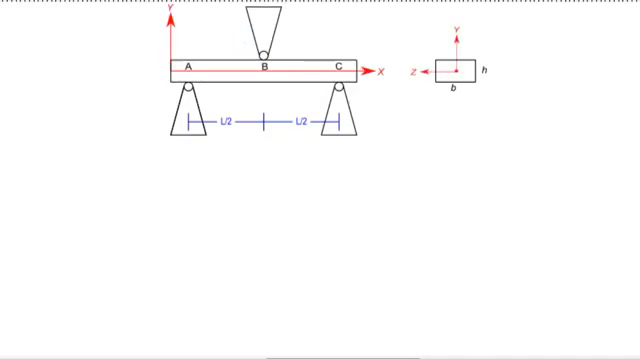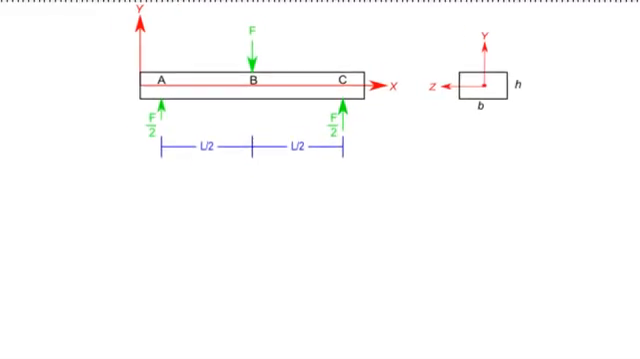The first step in analyzing this test method is to convert our setup to its appropriate free body diagram. I have replaced the central roller with an applied load of F, and each of the supports with forces of F/2. By now you should be able to easily solve for these support reactions by placing the beam in static equilibrium. Once the free body diagram is in place, we can begin to analyze the two unique regions on this beam, region AB and region BC.